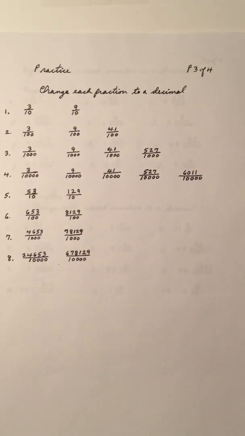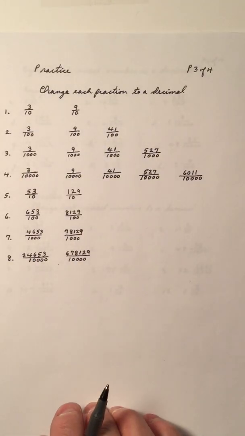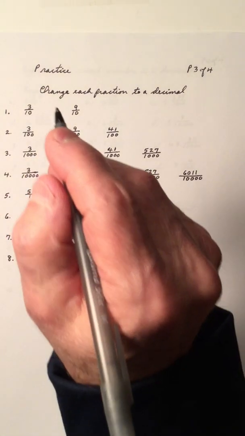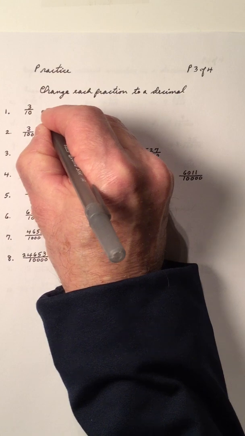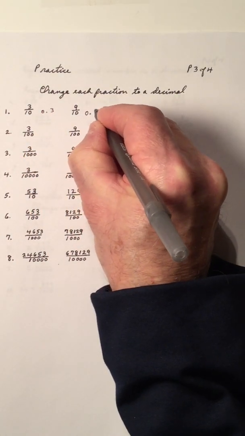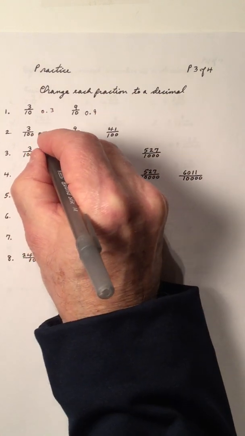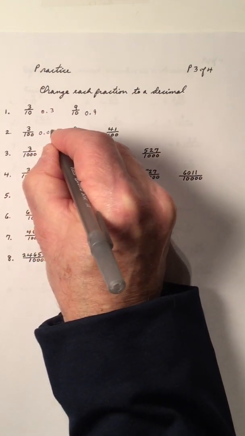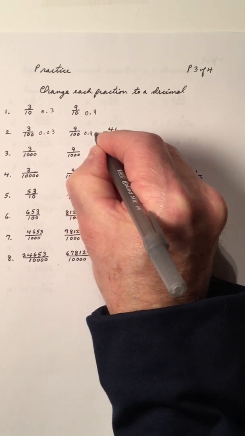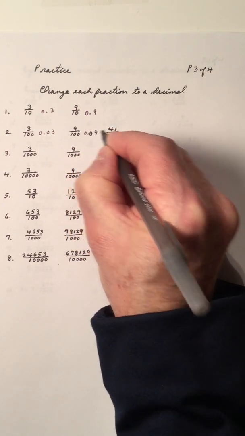Let's continue. Practice. Pause the video, work these out, and come back to see if you're right. So 3 tenths, 0 decimal 3, 0 decimal 9. Hundredths place, so the 3 is in the second place. 9 over 100, the 9 is in the hundredths place.